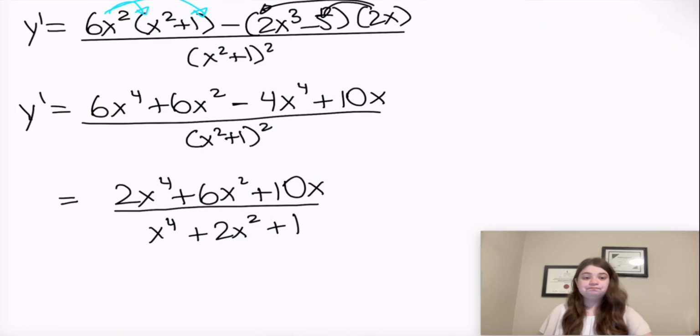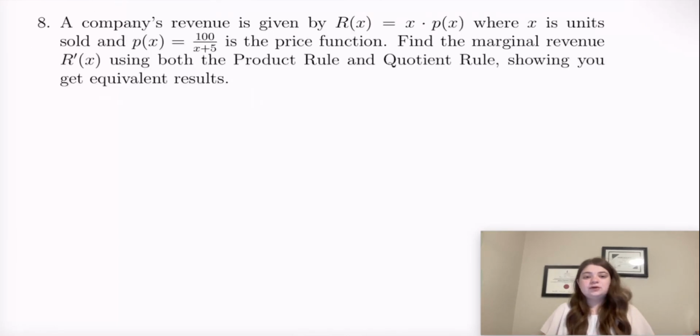All right, so here's our last question for today. It says a company's revenue is given by R of x is equal to x times P of x, where x is the units sold and P of x is equal to 100 over x plus 5 is the price formula. Find the marginal revenue using both the product rule and quotient rule, showing you get equivalent results.